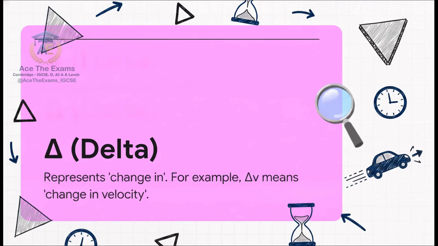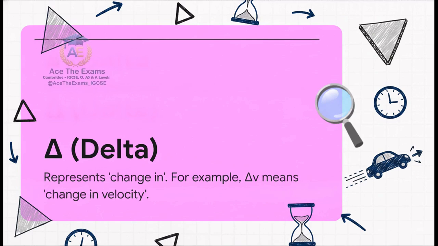Now I want to quickly pause and clear something up that trips up so many students. As you look through the formulas, you're going to see a lot of triangles. That little triangle is the Greek letter delta. Please do not let it panic you or make you think this is some advanced, impossible university-level math. It simply means change in. That's the whole shebang. So when you see delta v, it just means the change in velocity.